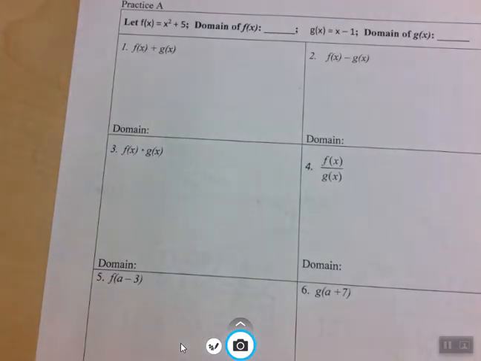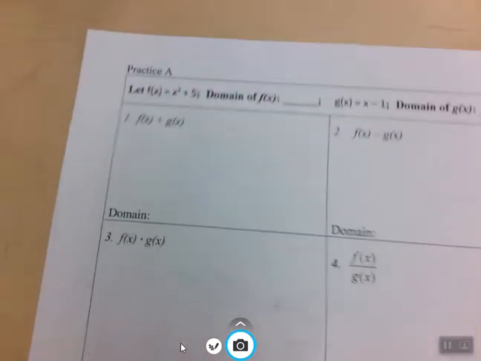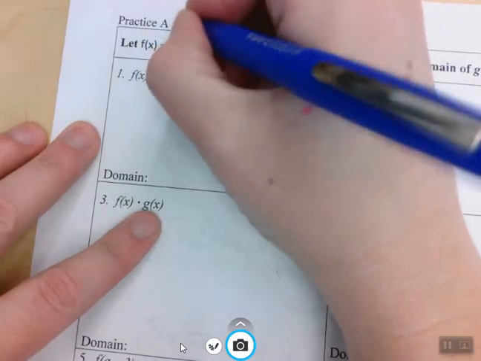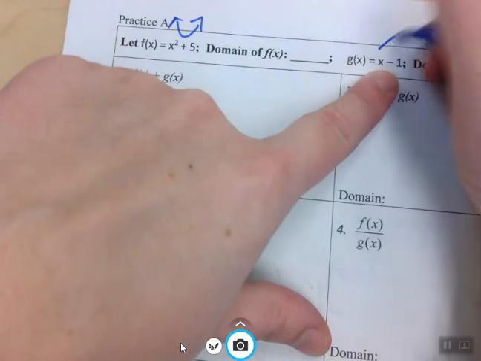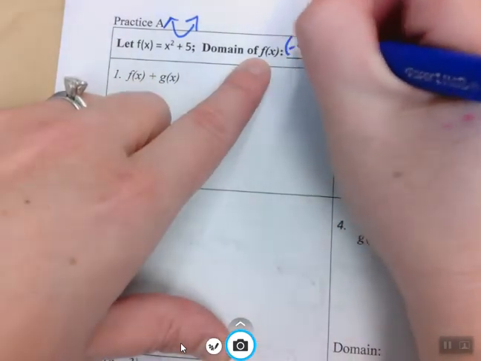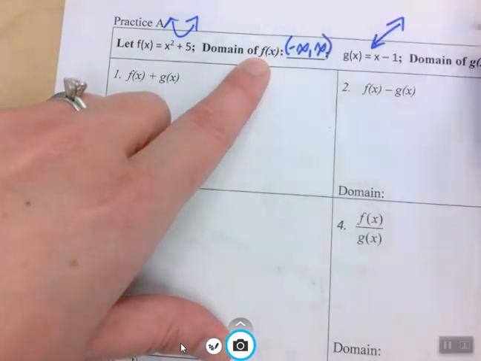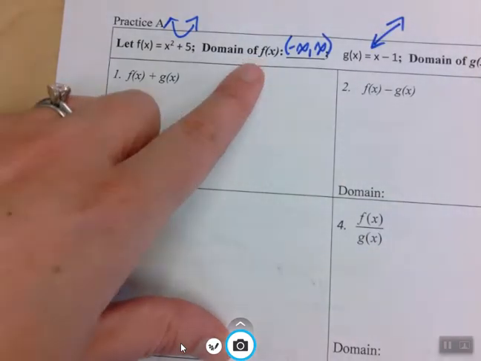Okay, if you're not sure what a function looks like, you can always graph it on your calculator, but you might know by now that a squared function is going to be a parabola, and mx plus b is going to give you a line, and both of those functions have a domain from negative infinity to infinity. If you ever have to guess on domain, negative infinity to infinity is a good guess.